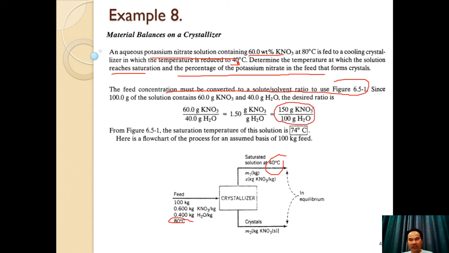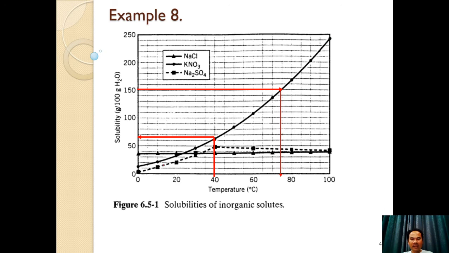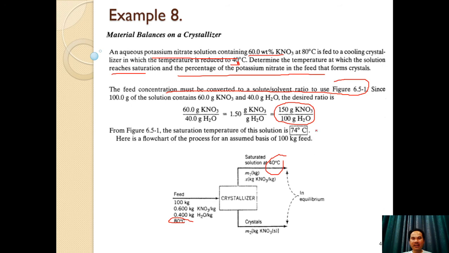And then you can check with the equilibrium line. In this case, we feed 150 gram of potassium nitrate per 100 gram of water. What is the saturation of this concentration? You can draw the horizontal line to cross the solubility line of potassium nitrate, and then draw the vertical line to the temperature. The saturation for this concentration is about 24. So the first answer is 24 degrees Celsius.